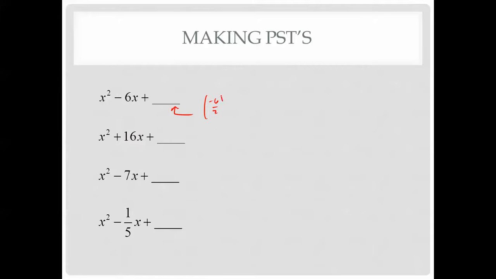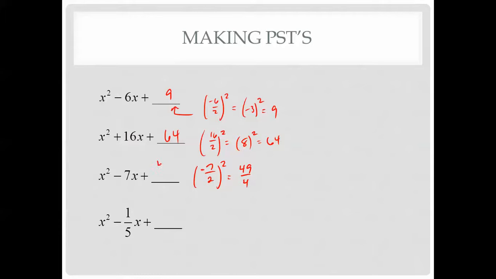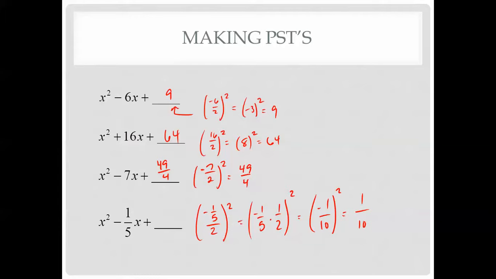Here we go. This is the one we just did. Negative 6 over 2 squared, which is negative 3 squared, which is 9. This would be 16 over 2 squared, which is 8 squared, which is 64. This would be negative 7 over 2 squared, which is 49 over 4. And this would be negative 1/5 divided by 2 squared. So dividing fractions, copy dot flip. We get negative 1/10 squared, which is 1/100th.